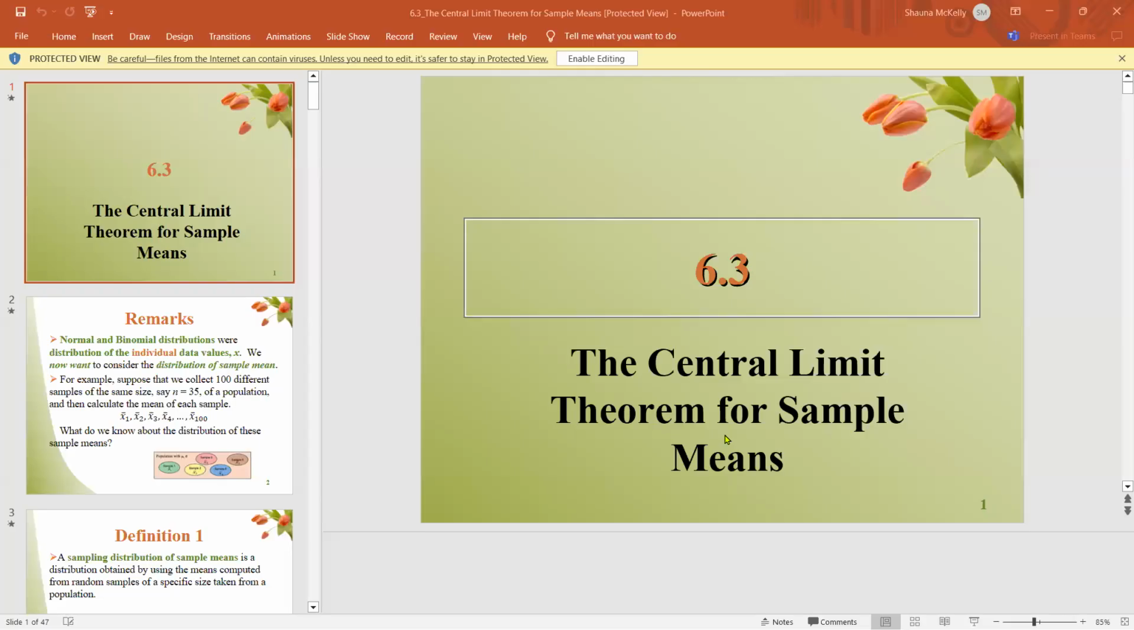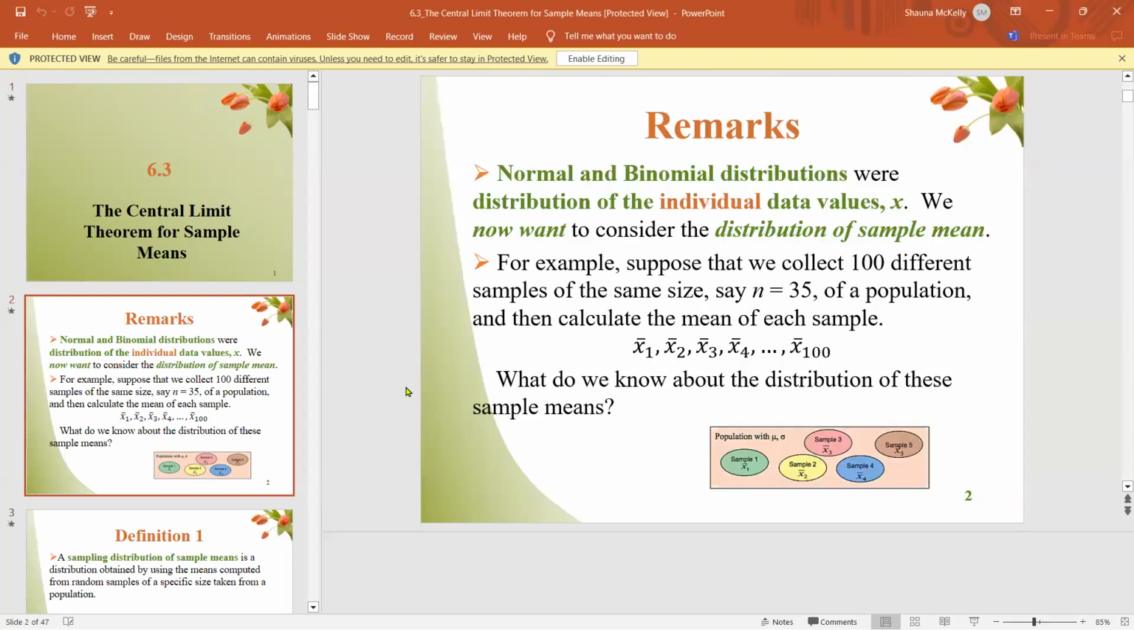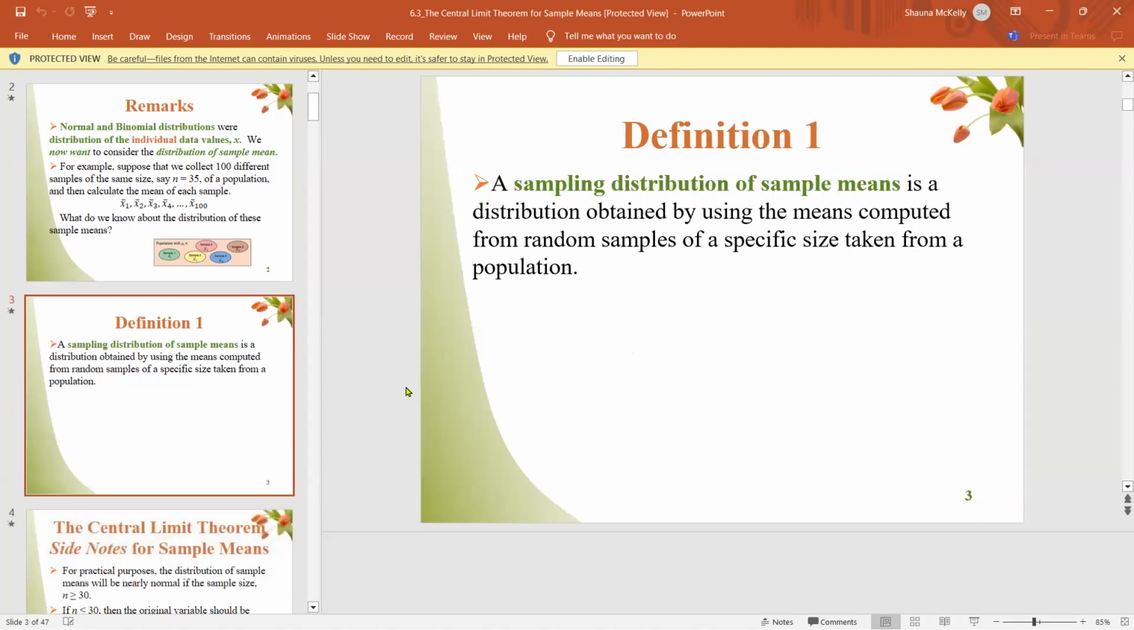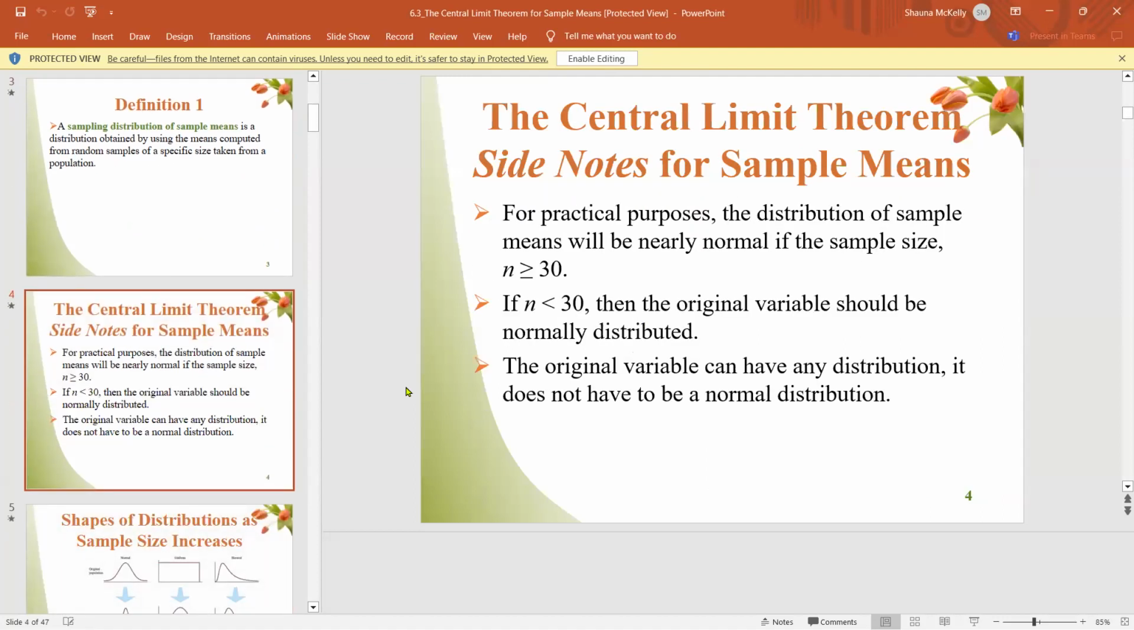Let me bring up the slides for this lesson and show you what's happening here. So 6.3, let me share the screen. Right here, 6.3. As I said, 6.2 is about means, so is 6.3.